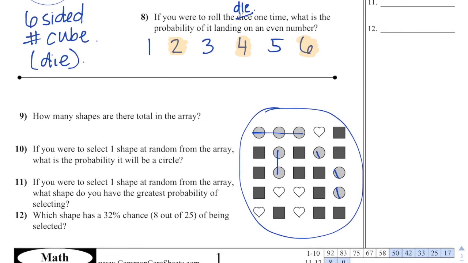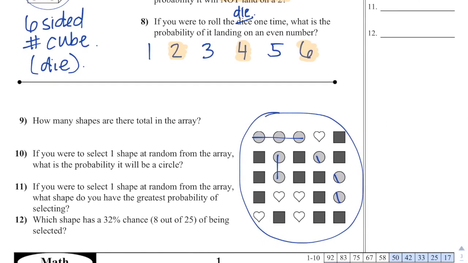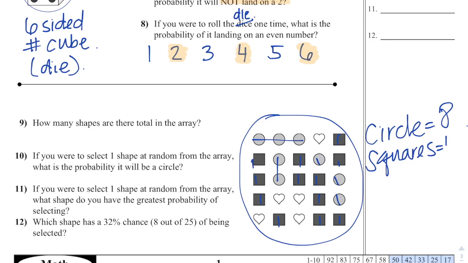Number 11. If you were to select one shape at random from the array, what shape would you have the greatest probability of selecting? In order for us to figure out which one has the greatest probability, we have to count which shape we have the most of. We already know that there's only 8 circles. I'm going to write it out so I make notes for myself. Circle, there is 8. And squares, let's count how many squares we have: 1, 2, 3, 4, 5, 6, 7, 8, 9, 10, 11, 12. Whoa, that's a lot of squares. So there's 12.